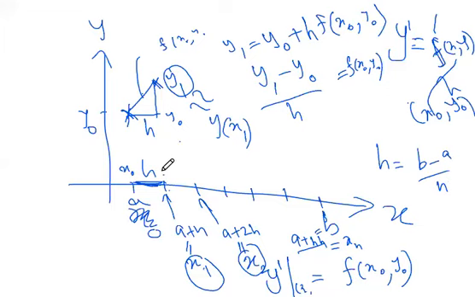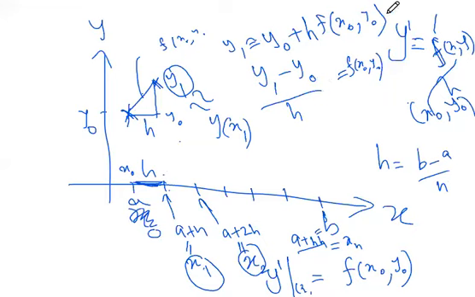We'll talk about that next week. In a nutshell, if you reduce this h, you get a better approximation, so a better approximation for y1.